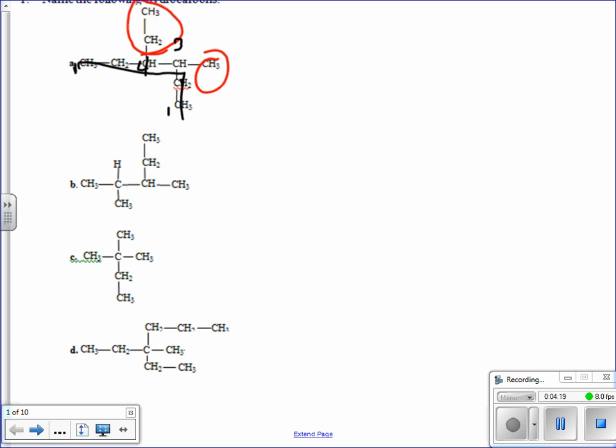Right? Number 4, when writing the name, list the branches first alphabetically. All right, so now we have to figure out what to name our branches. We know that they end in YL, but what is their prefix? So if we look at the branch on the right, CH3, there's only 1 carbon. So the prefix for 1 is meth. And since it's a branch, the suffix is YL. So that CH3 we call methyl.